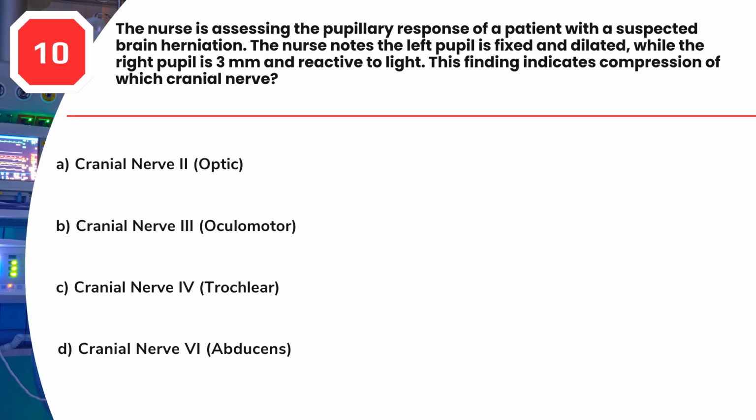Question 10. The nurse is assessing the pupillary response of a patient with a suspected brain herniation. The nurse notes the left pupil is fixed and dilated, while the right pupil is 3 mm and reactive to light. This finding indicates compression of which cranial nerve? A. Cranial nerve 2, optic. B. Cranial nerve 3, oculomotor. C. Cranial nerve 4, trochlear. D. Cranial nerve 6, abducens.